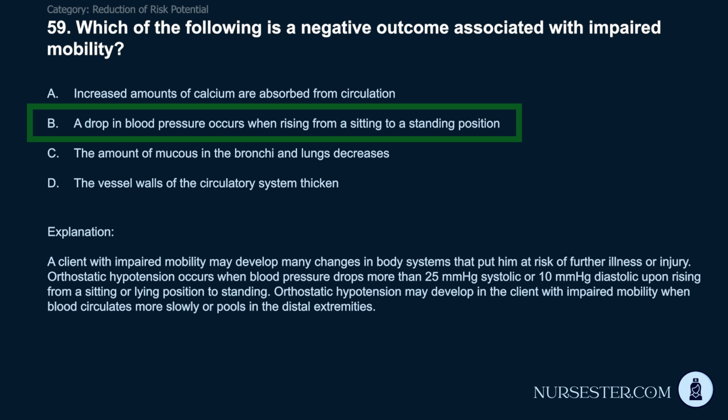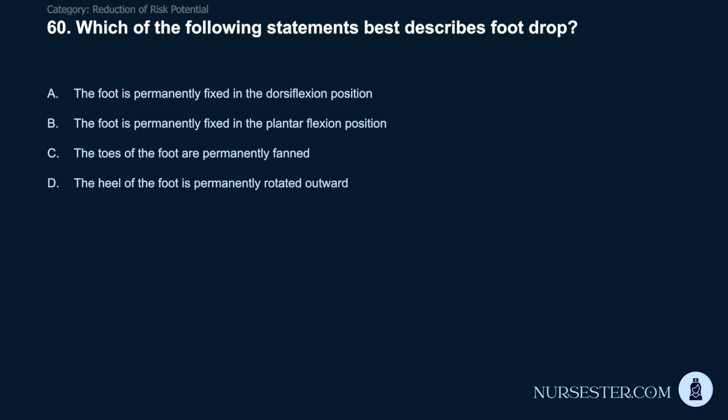Orthostatic hypotension may develop in the client with impaired mobility when blood circulates more slowly or pools in the distal extremities. 60. Which of the following statements best describes foot drop? A. The foot is permanently fixed in the dorsiflexion position. B. The foot is permanently fixed in the plantar flexion position. C. The toes of the foot are permanently fanned. D. The heel of the foot is permanently rotated outward.